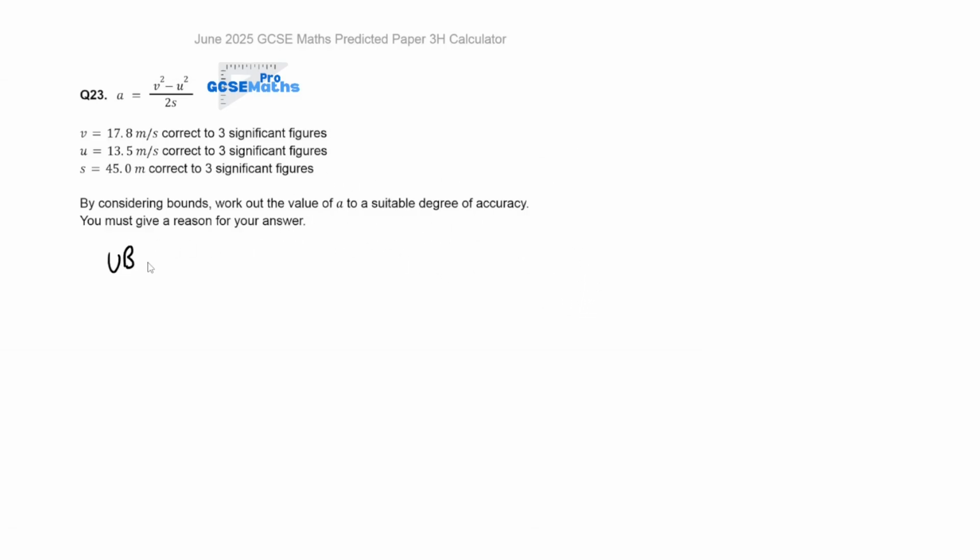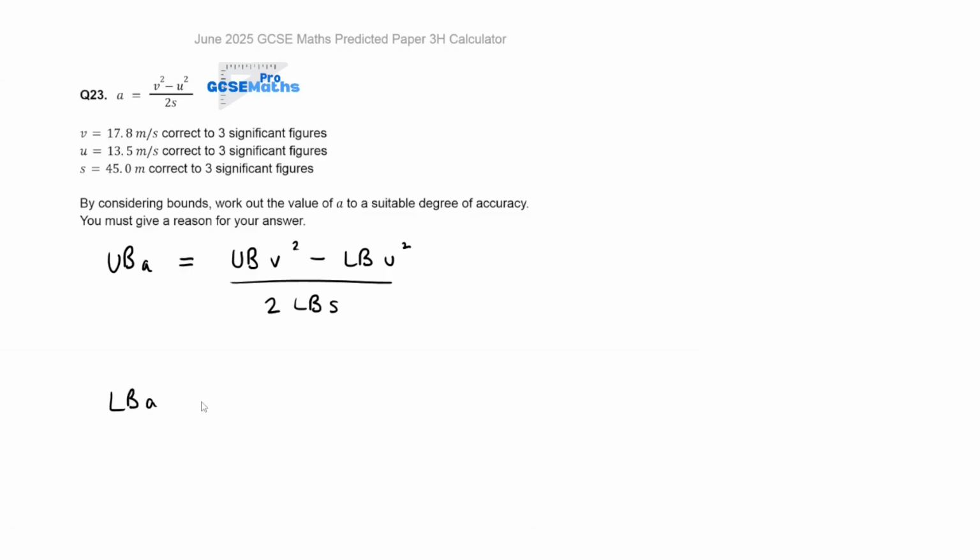For the upper bound of a, we need to work out what combination of upper and lower bounds for v, u, and s we need to get the biggest possible value of a. So to get the biggest possible outcome, I want to have the biggest possible numerator. That would mean the upper bound of v, also don't forget that that's squared, but I would have to subtract the lower bound of u. I want to reduce it as little as possible, basically, don't I? Over, and then I want to divide by the smallest possible value, but 2 times that. So again, lower bound of s.